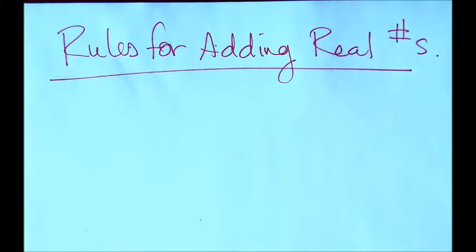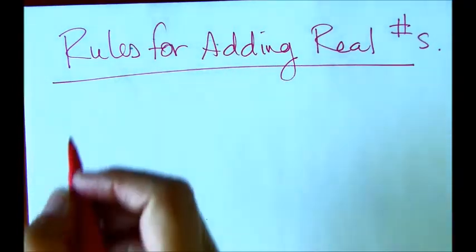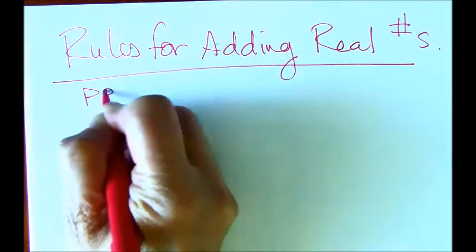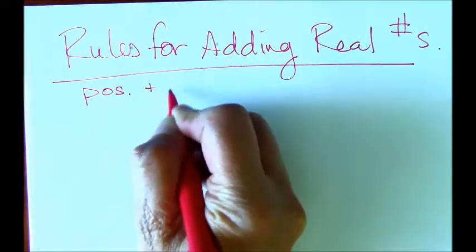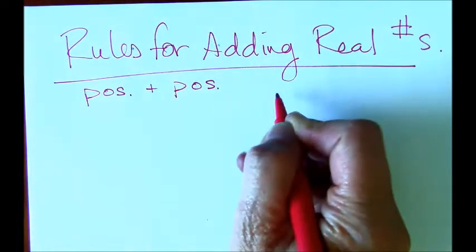Okay, we're going to go ahead and review some rules for adding real numbers. This could be adding positive numbers, negative numbers, decimal numbers, fractions. I'm going to give you examples using a variety of ways. Now, we are going to address certain situations. So the first one is going to be when you have a positive number plus a positive number.